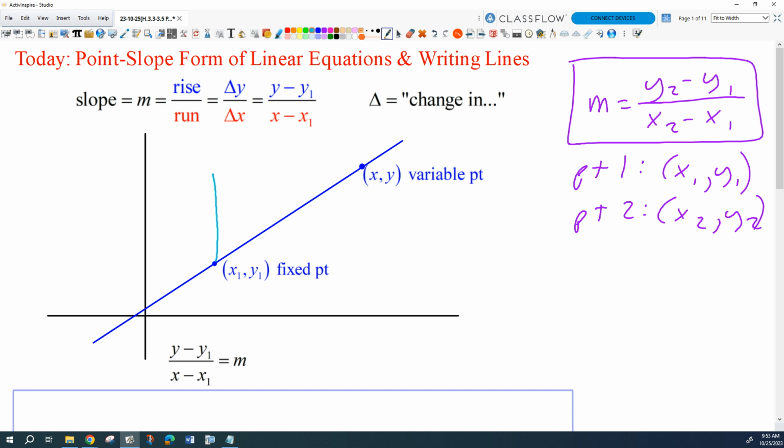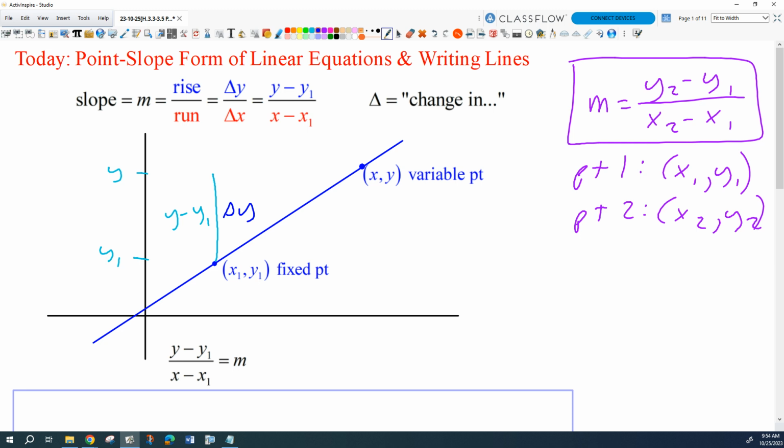So like if I were to take this point has a y coordinate of y, right? This point has a y coordinate of y1. So what's the distance between those two? y minus y1. Okay, so y minus y1 is my rise. That's delta y.